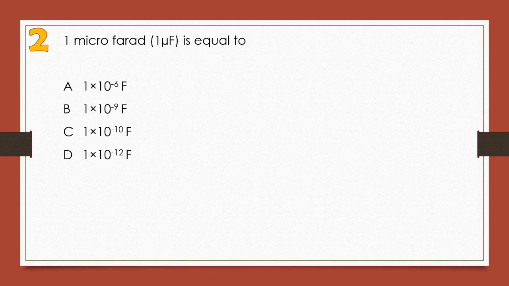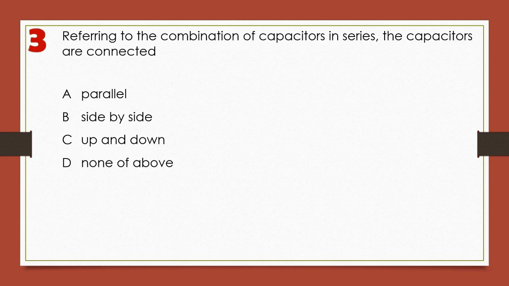Question number 2. This is very easy, right? Your knowledge about the prefix micro is that it represents 10 power of negative 6. So the answer is A. Okay, for question number 3. Referring to the combination of capacitors in series, the capacitors are connected. So if you look at the diagram, this is the series arrangement of the capacitors. So it shows that the capacitors are connected side by side. So the best answer is B.